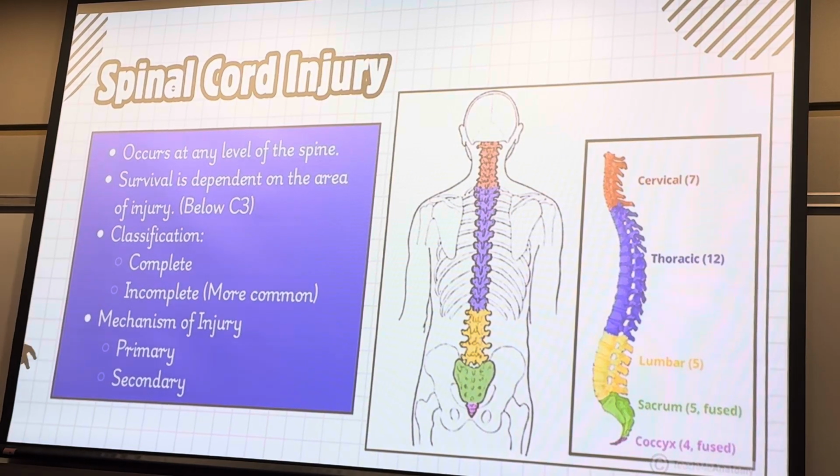Your incomplete, more common, still allows a little bit of function below the level of that injury. So it's not a complete cutting off of your nerve endings, of the movement, of your breathing, of your bladder control, your GI control. Most of the time it's going to be just kind of weakness, a little bit of sensory perception issues, bladder control issues, sometimes some bowel issues as well.